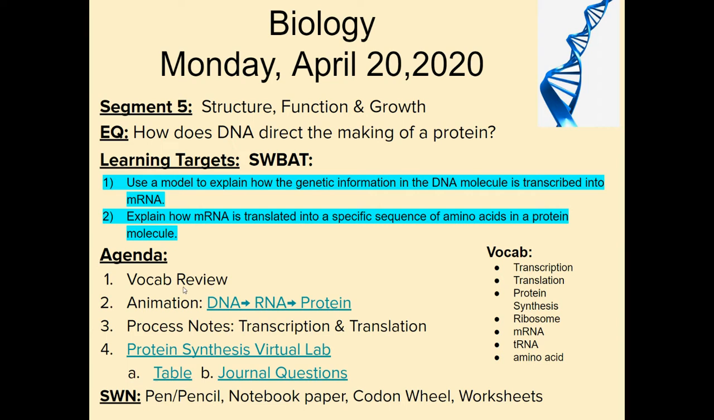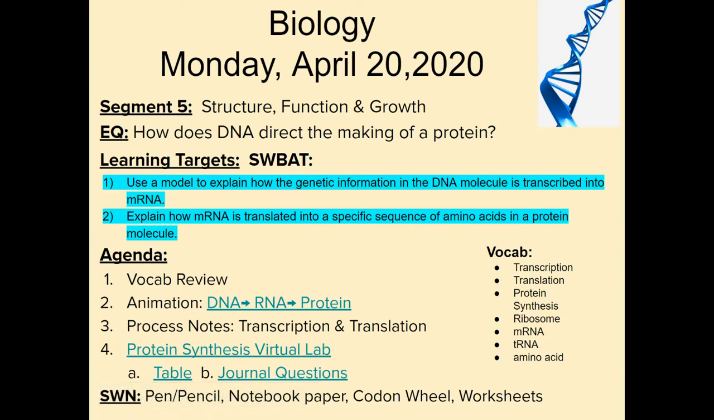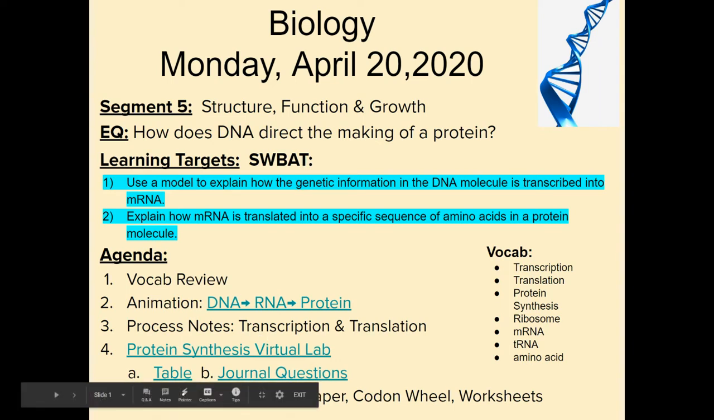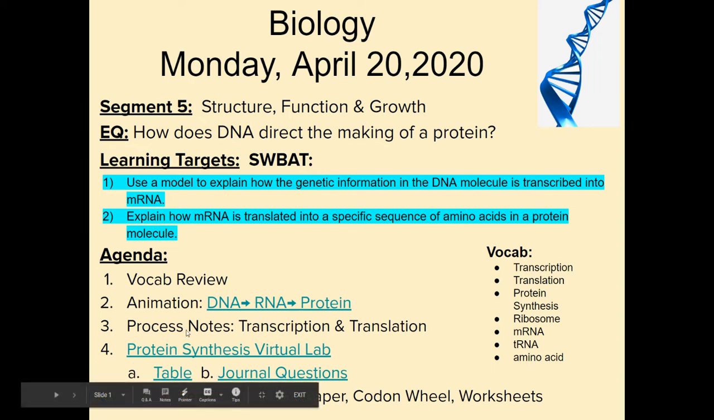What you'll be doing with the notice and wonder chart from this animation is contributing to a discussion post that I will post a little later this afternoon. You'll have that option open and you'll see the instructions for that. You'll also have some processing time. You'll be able to pause the screencast and process the notes from the last lesson. And this is really important, guys. Please process the notes on transcription and translation before you attempt to participate in the virtual lab. Processing those notes is going to be really important.